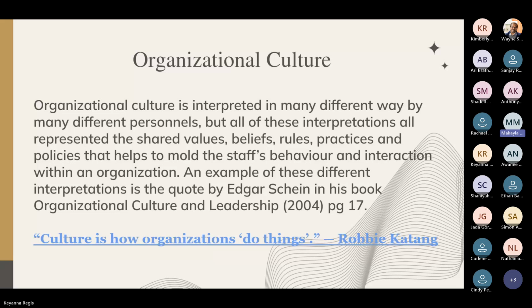Whereas James Pass, 1986, would define culture as, culture is an infinite game. Culture has no boundaries, on page 53 of his book. Next slide, please.